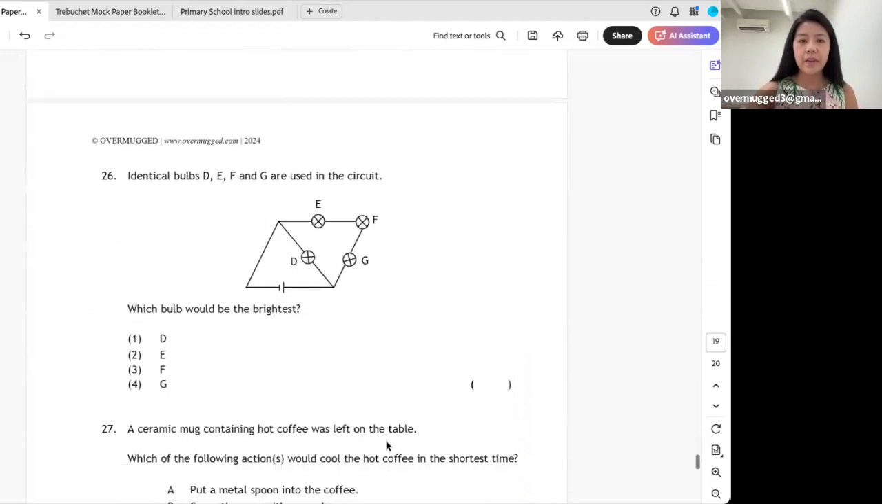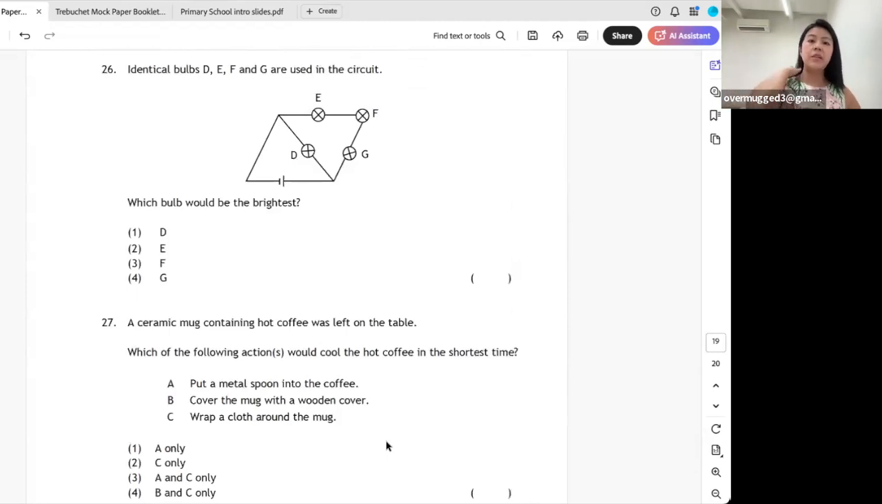All right. Question 26, again on electricity. Now, the circuit is not drawn in your usual parallel circuit, but you should be able to see that there are 2 circuits here. Let me just adjust so that you can hear. So first circuit that's running through is D.